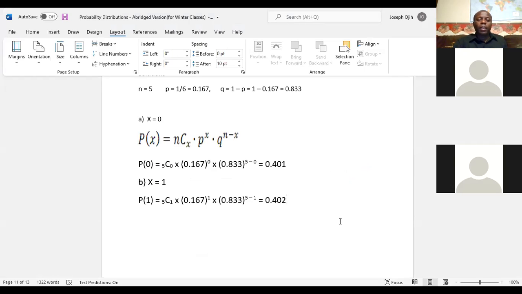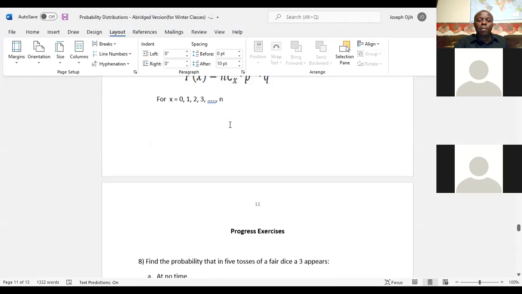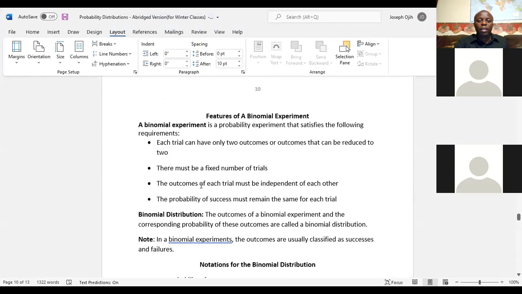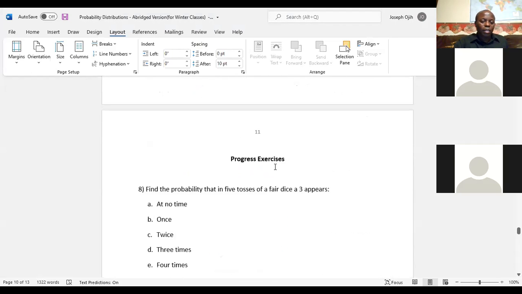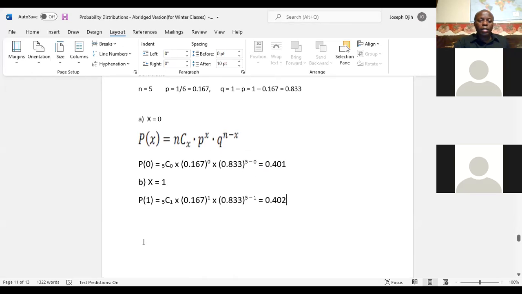So you keep going like that because n stays the same, p stays the same, q stays the same. If we remember when we were doing the properties, there must be a fixed number of trials, so n stays the same. Now part C says twice. A 3 appeared twice. That means our X equals 2.